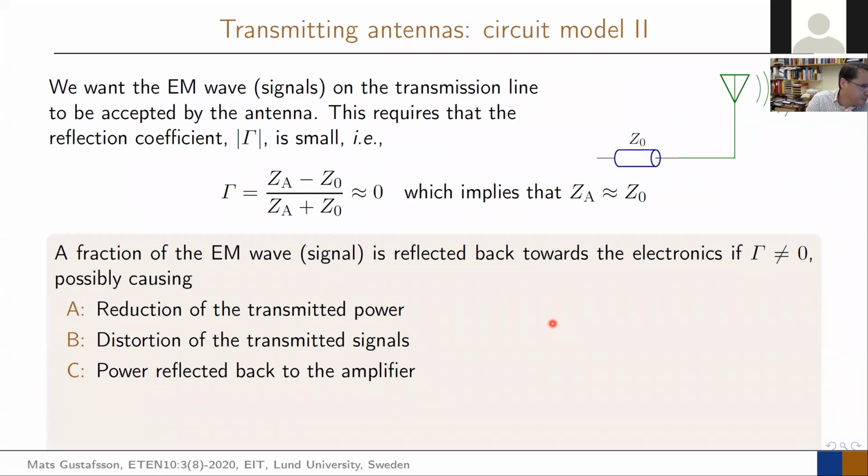So I have some options here. Either you can get a reduction of the transmitted power, you can get distortions of the transmitted signals, and you can get power reflected back to the amplifier. So what can happen in these cases? Either one or more answers could be correct here. So we will try this as one of these polls again, and then we will discuss these ones. So remember what A, B, and C are in these cases, and which one you think is correct, or which ones, it might be more than one. And then answer this poll when I start it in a few seconds.